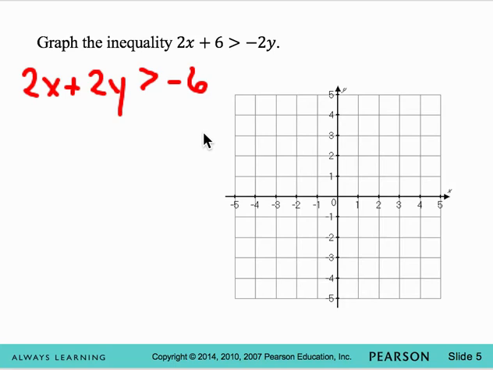Just so we can see, there's a pitfall here I have to be careful of. If I add 2y to both sides, it's gone here, plus 2y over here. If I subtract 6, it's gone here, minus 6 over there. Okay, so if my x is 0, y equals -3. If my y is 0, x equals -3. Okay, dotted line.